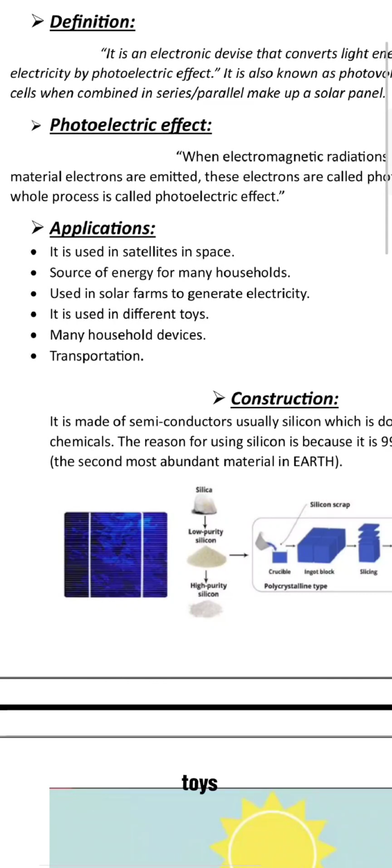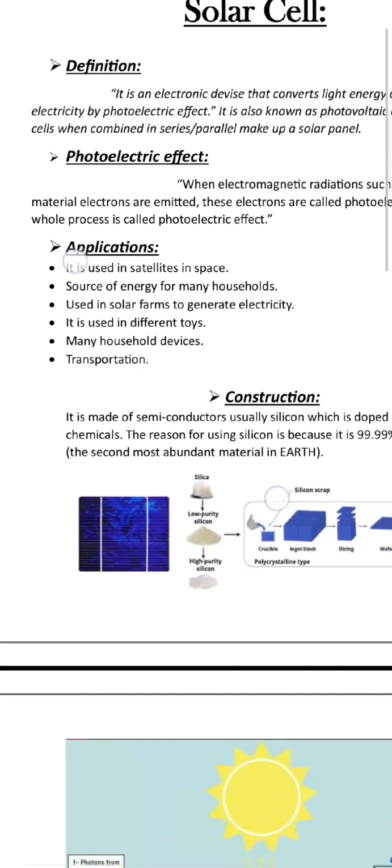It is used in different toys because it won't be expensive, as we won't have to change batteries again and again, and it is also used in many household devices along with transportation. When it comes to transportation, you can think of many cars. Cars do run on solar panels as well these days.